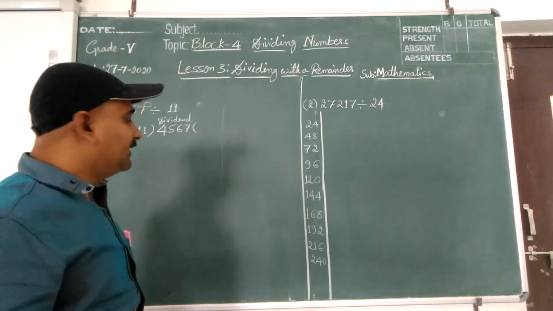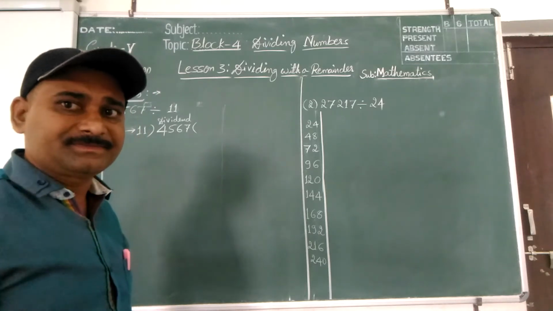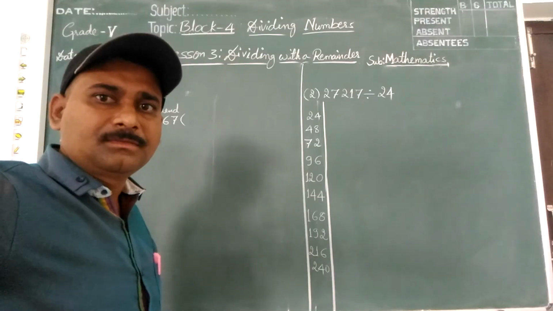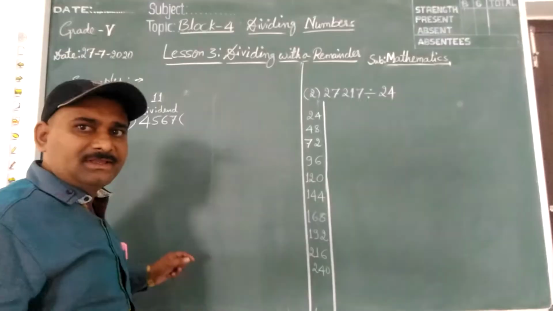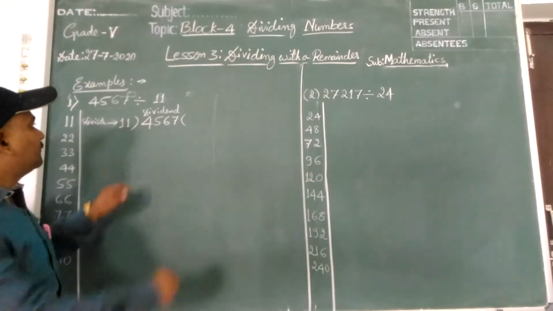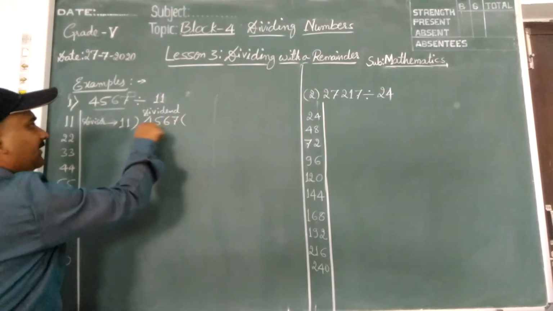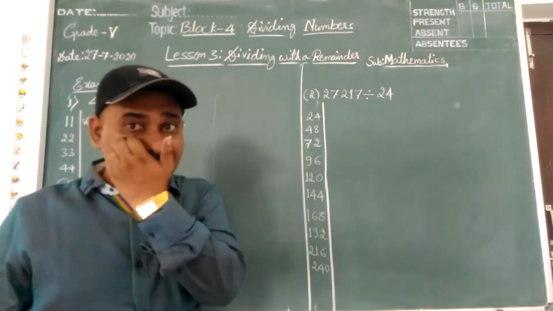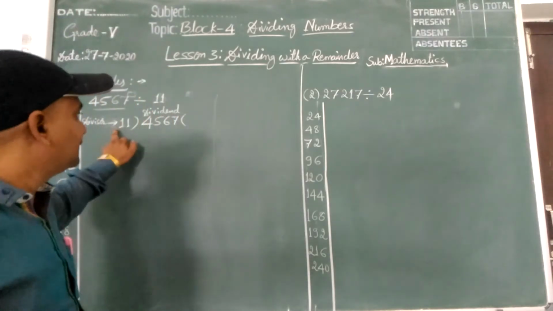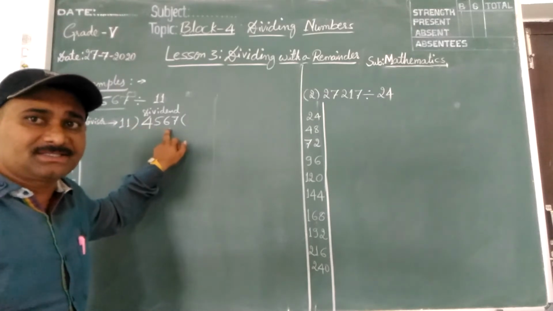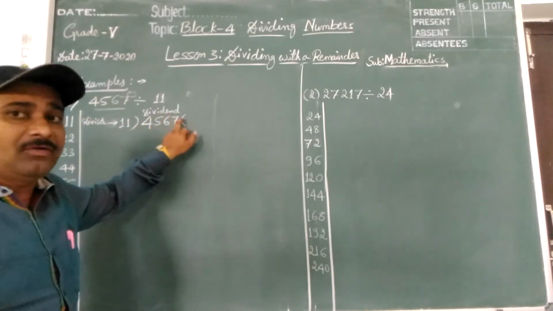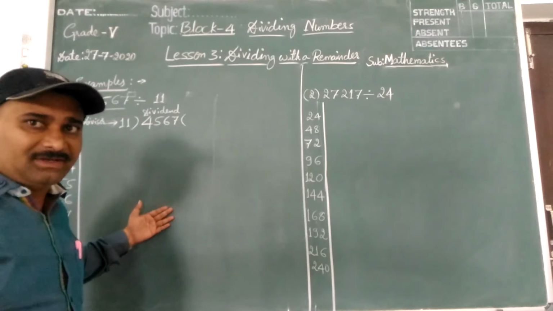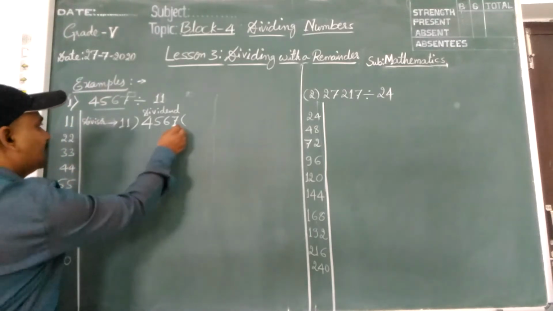4,567 divided by 11. Let us start with division. 4,567 divided by 11. So here 11 is the divisor and 4,567 is the dividend. Now we should find out the quotient, and automatically the remainder will come. Okay, let us start, children.